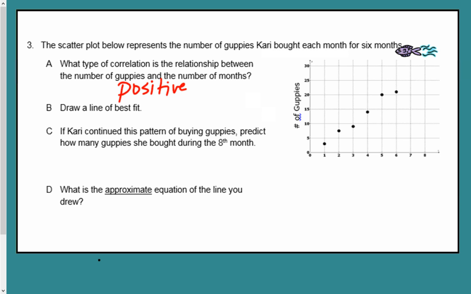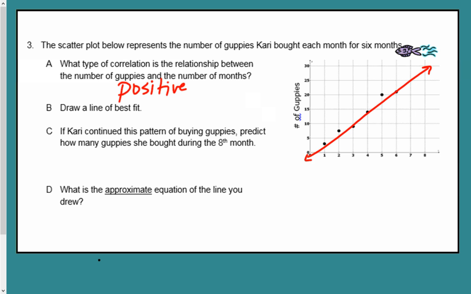Letter B says draw a line of best fit. Again, this is just going to follow the general pattern of the points, just the general trend. That's why it's called a trend line. So it's not going to be perfect. So I'm just going to draw a line that generally goes through the points.